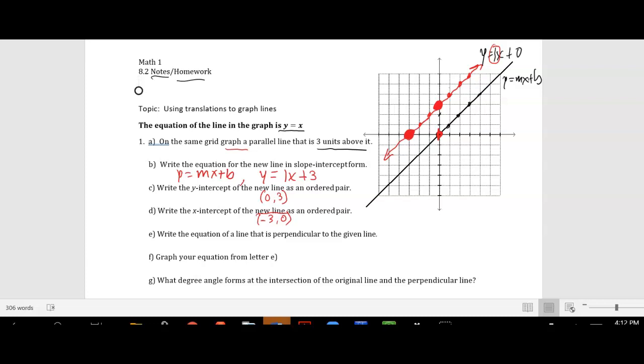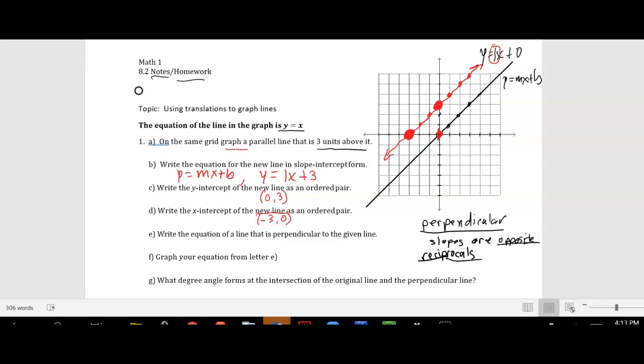Letter E, I want you to write an equation for a line that is perpendicular to the given line. So we're going to have to remember, whenever we're talking about a perpendicular line, what we were doing right before we left, our slopes are opposite reciprocals of each other. Opposite means they have different signs. So if one's positive, the other one's negative, and vice versa. The reciprocal is when we just flip our numerator and our denominator.